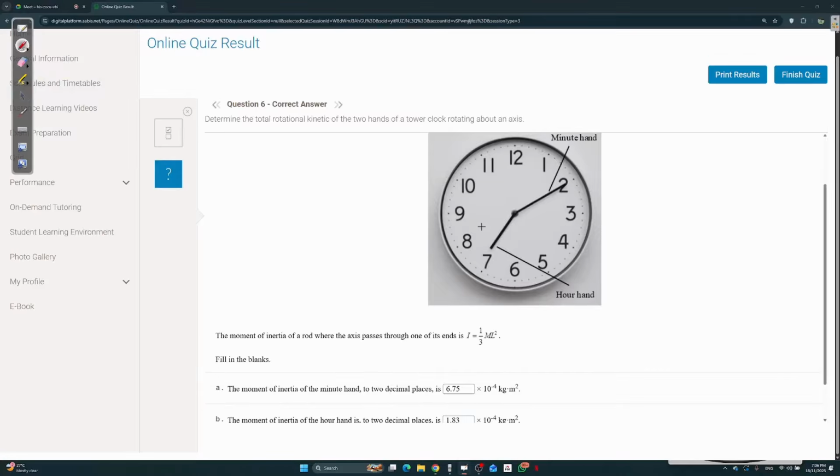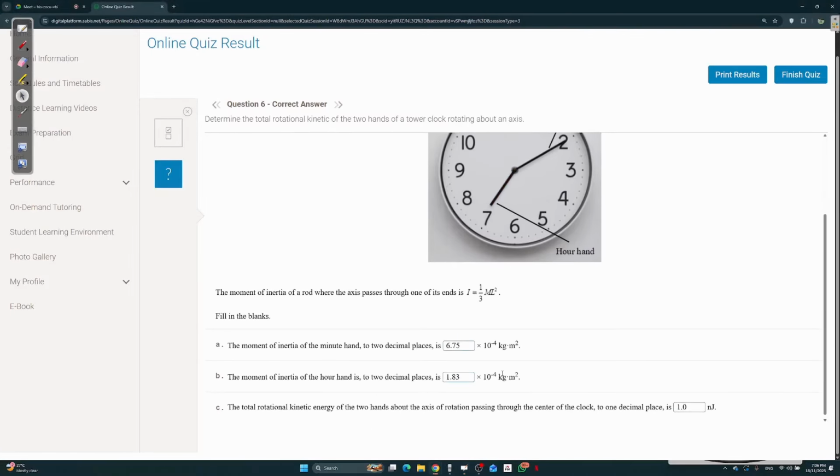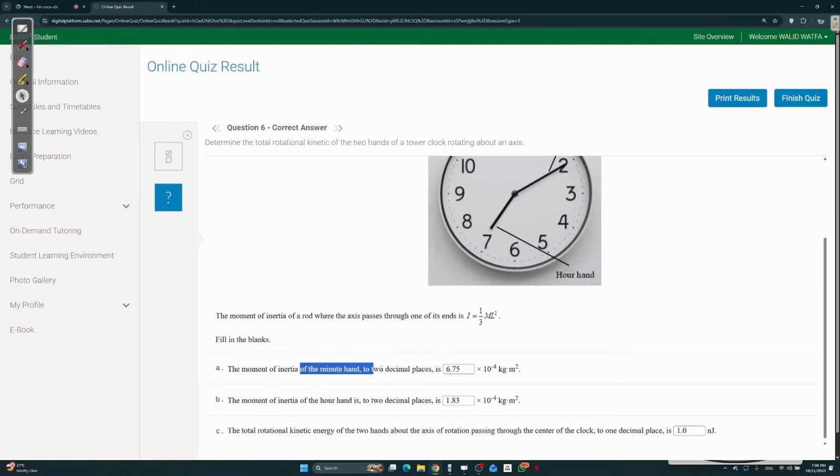As you can see here, the axis of rotation is through the end of the rod. Is that the middle of the rod? No, it's at the end of it. Okay, so they gave us the expression for the moment of inertia, and they asked what's the moment of inertia of the minute hand.